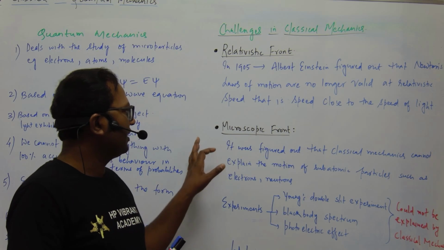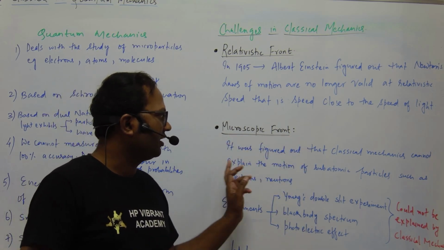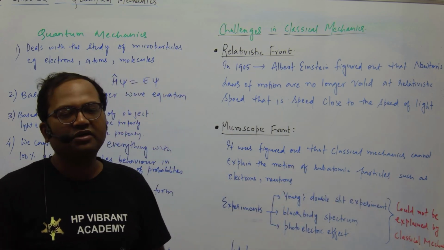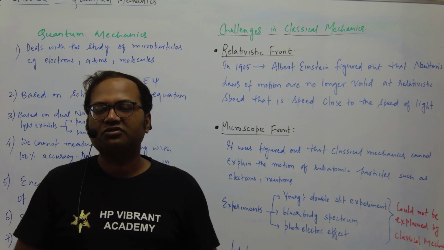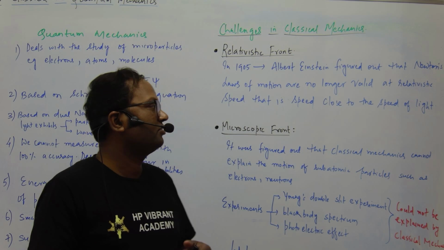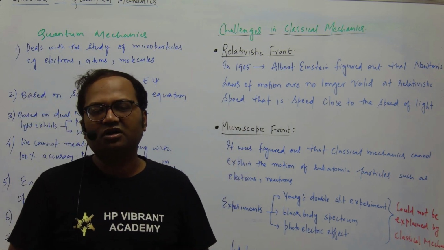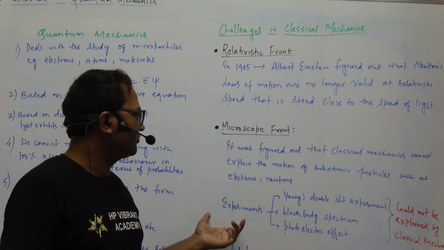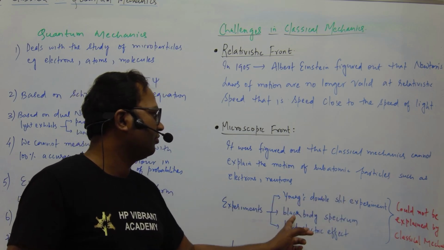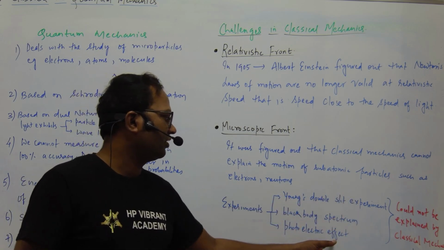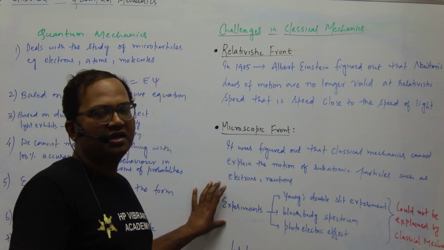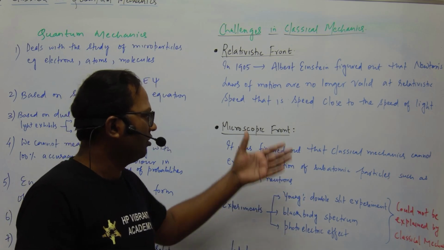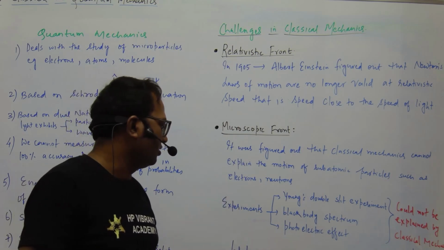Secondly, we have the microscopic front. It was figured out that classical mechanics cannot explain the motion of subatomic particles such as electrons and neutrons. In the case of the motion of subatomic particles, Newton's laws of motion are not valid. Based on these two drawbacks, this led to the discovery of quantum mechanics. Further, there were various experiments like Young's double slit experiment, black body spectrum, and the photoelectric effect. These experiments could not be analyzed with Newton's laws of motion, because classical mechanics is not valid here. All these drawbacks led to the invention of quantum mechanics.